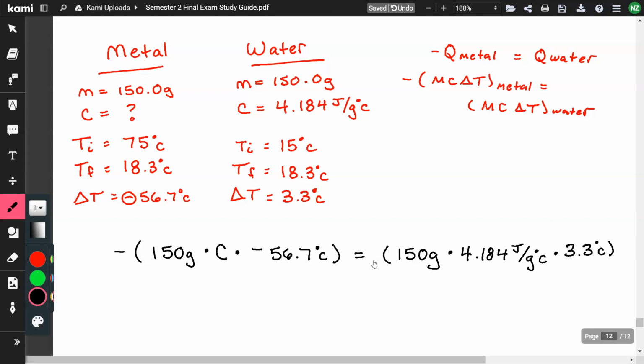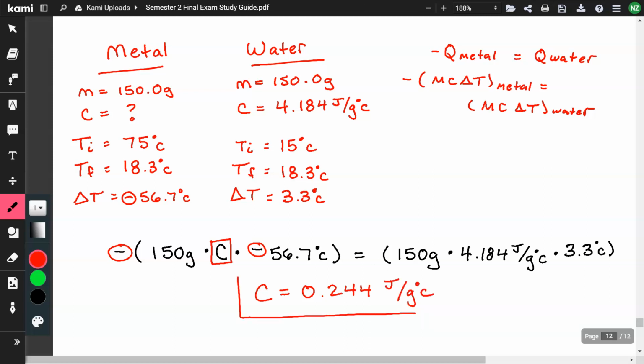Okay, so I would do the math on the right side first because those are all numbers. We don't have any variables. On the left side, we're solving for C. You have two negatives, so you should end up with a positive answer. When you do your math here, you should end up with an answer of 0.244 joules over grams degrees Celsius. If you end up with a negative number, you messed up.